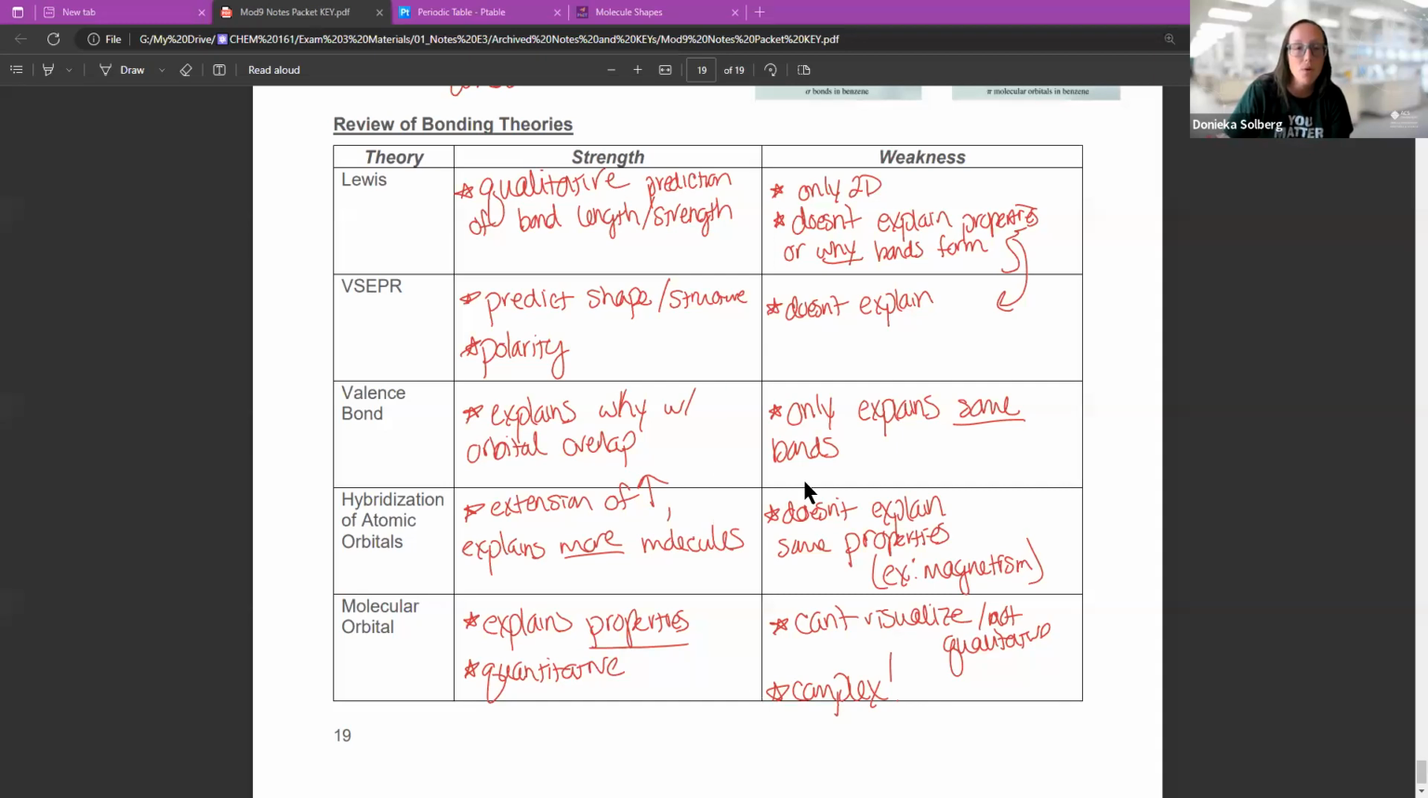So there are pros and cons to all of these, again, why we have all of them, and they're all important. So make sure when you're reading questions in this exam, you specifically read, am I talking about valence bond theory, VSEPR, molecular orbital theory? They are all different and they all bring their own things to the table.